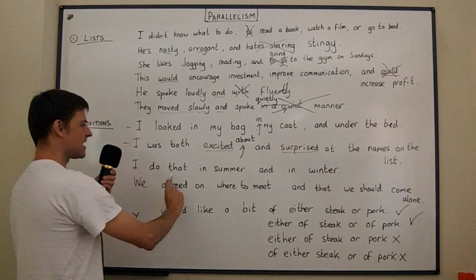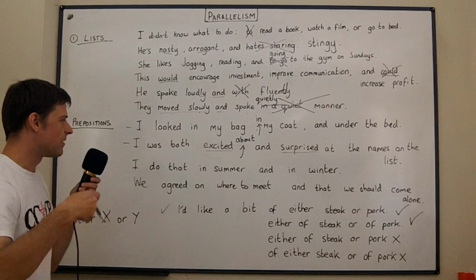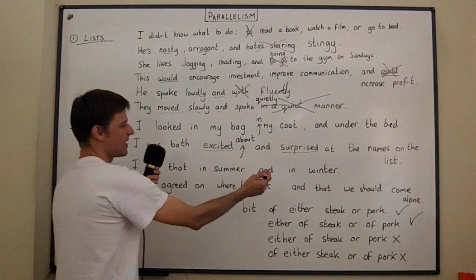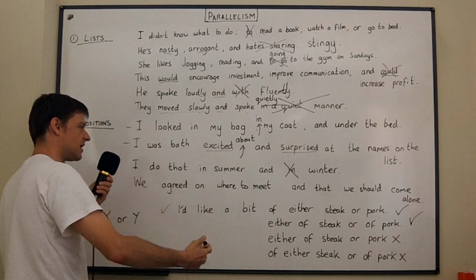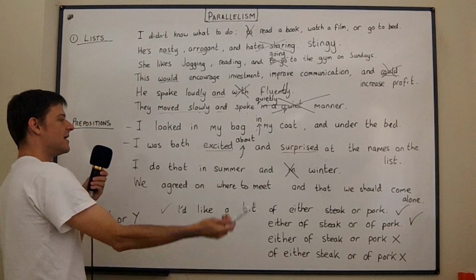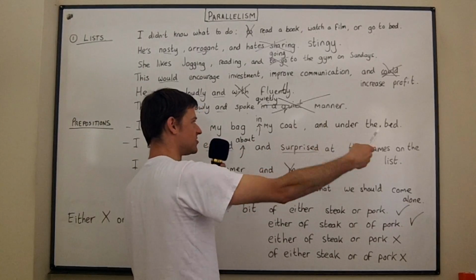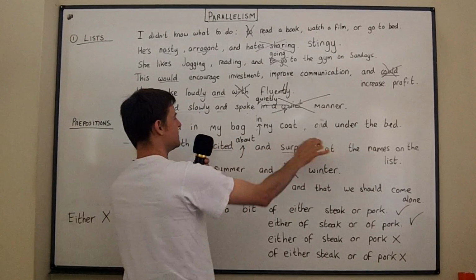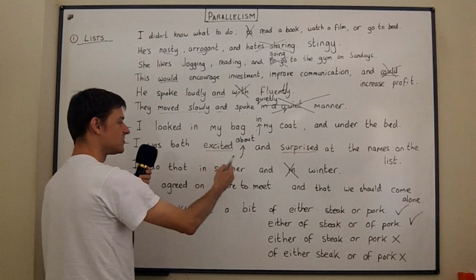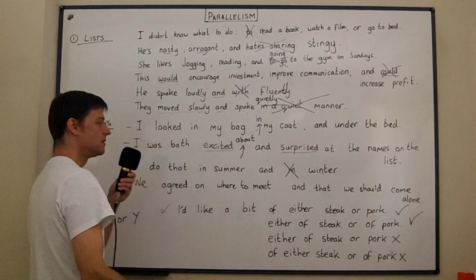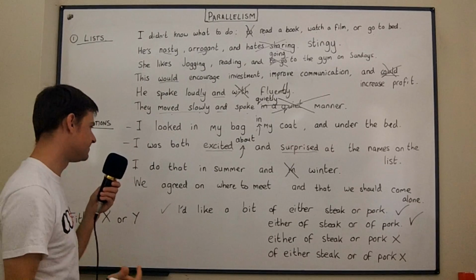Okay, look at this one. "I do that in summer and in winter." Now this is technically correct, but with parallelism we don't have to repeat the "in" twice. We can take off that "in": "summer and winter." Of course, now we can't do it if it's like in number 1 where there's a second preposition spoiling things, because then we'd have "in under." But in a simple sentence like this where "in summer and in winter" work, we don't need to repeat it twice. We can just take off the second "in."